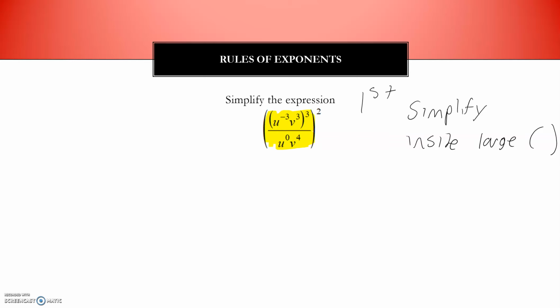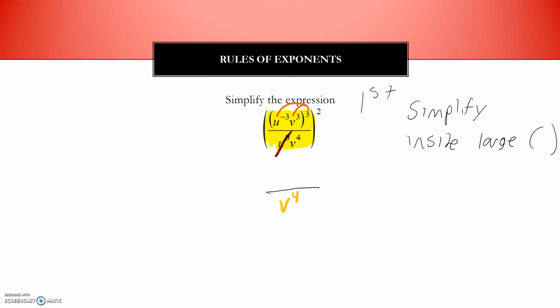Just a couple of things that I notice. We have u to the 0. That's not going to do anything, so that can just go away. So the denominator is going to be v to the 4th. In the numerator, we know that the 3 should go to each of those terms, and we multiply our exponents. I'm going to do this one with mental math, so you can see what that looks like.